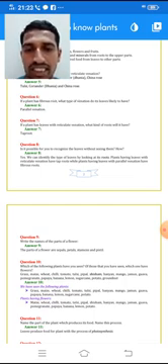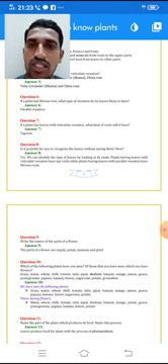Question number 8 is here. Is it possible for you to recognize the leaves without seeing them? How? So you have to identify the type of leaves without seeing them.